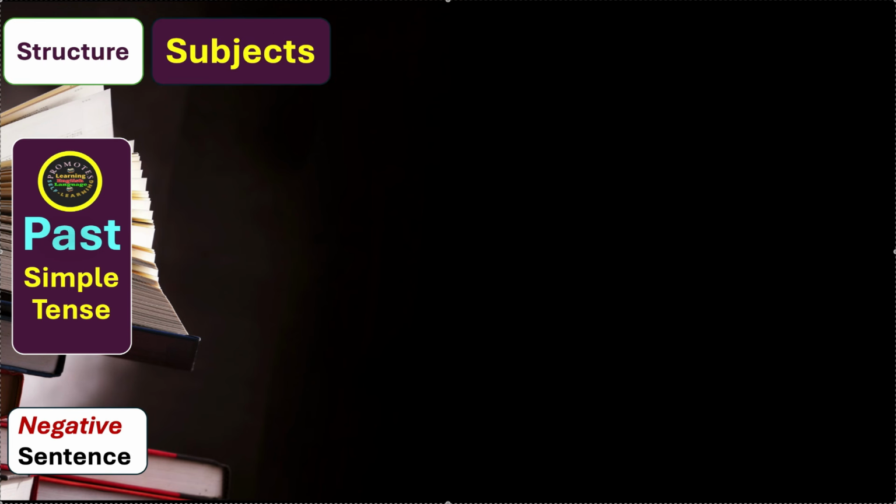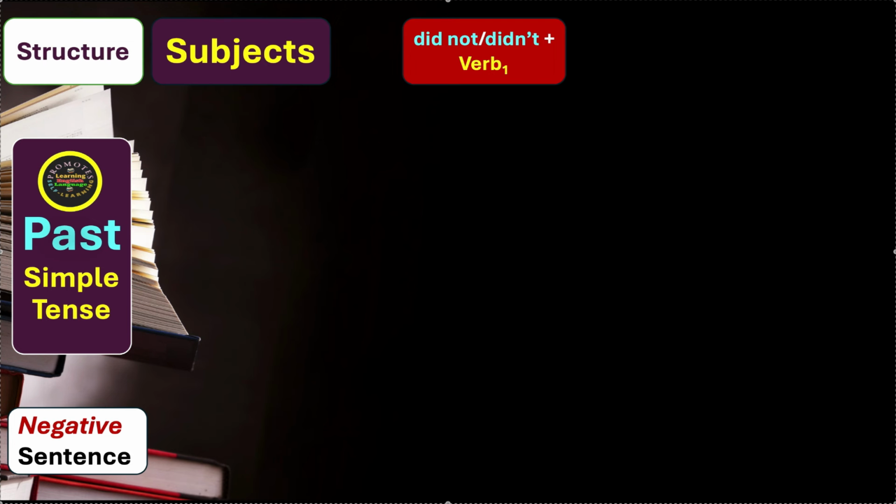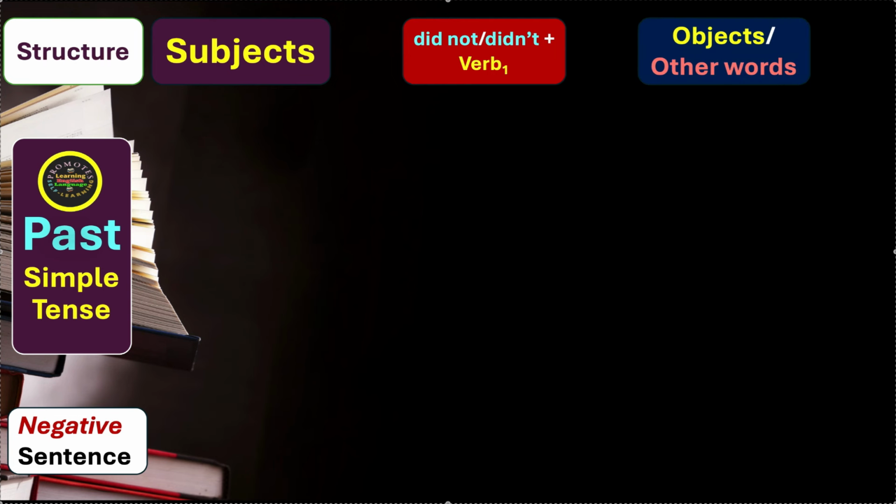We have the subjects, like in any sentence we have. In the negative form, we use did not. The short form is didn't. And the first form of the verb. Why first form of the verb? Because already we have changed do into did. So we cannot use the second form of the verb twice. And then we have objects or other words.